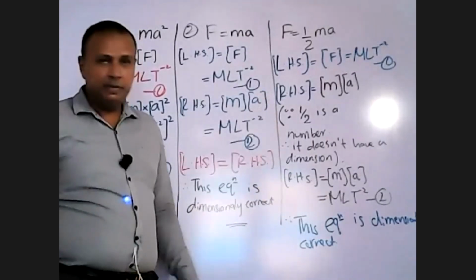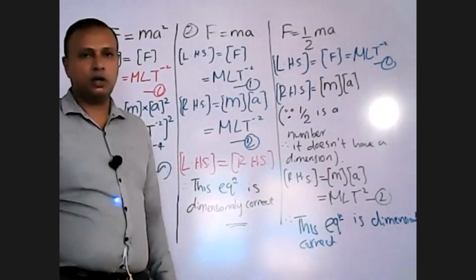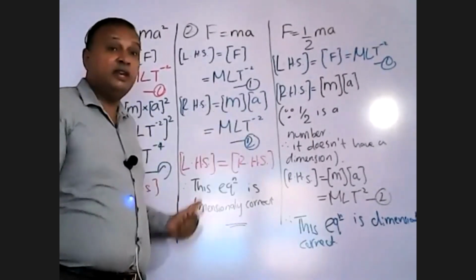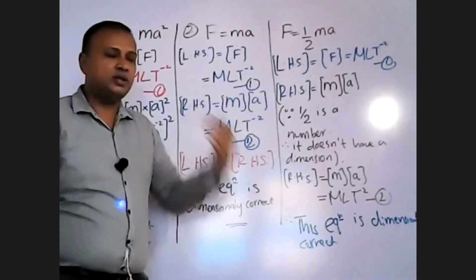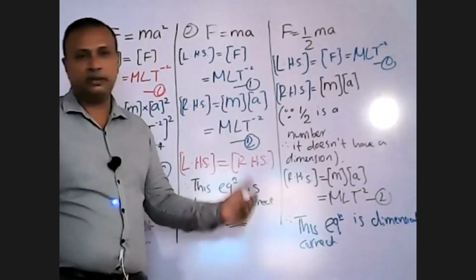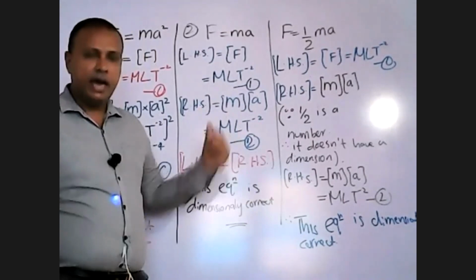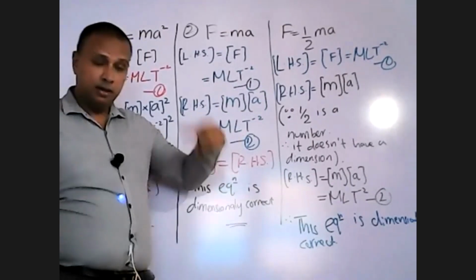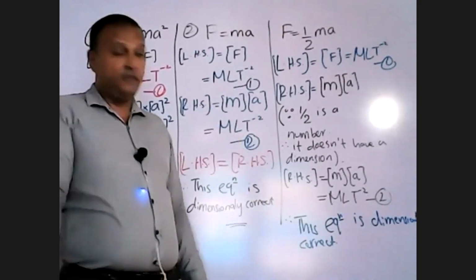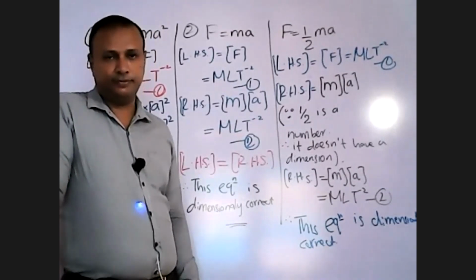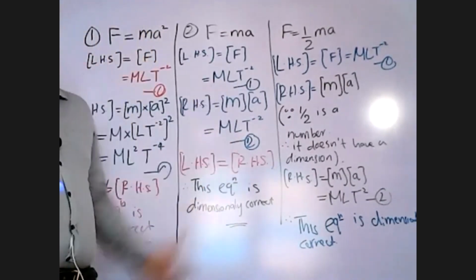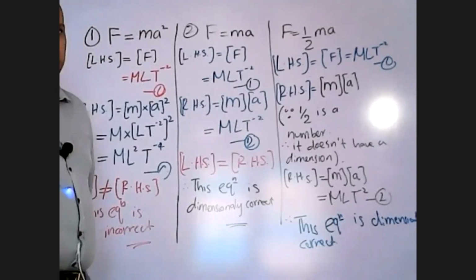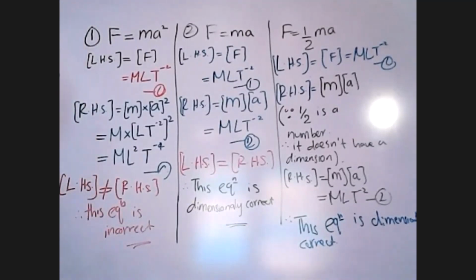So this is the limitation of this analysis. We can distinguish only when the equation is wrong. But if we have the same dimension on LHS and RHS, we cannot determine whether the equation is correct or not. You can note down this thing.